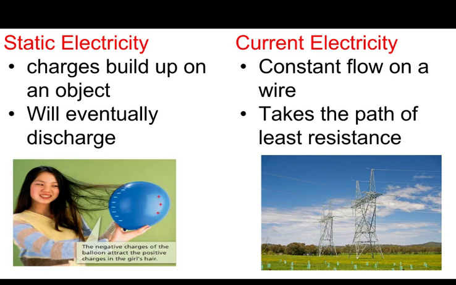So our current electricity, what it is, that constant flow on a wire. And it has to come from somewhere, some type of voltage source. So we see power lines, obviously. When your phone is charged up, that's current electricity. Even when your phone is not plugged in, it creates a little circuit inside the phone itself from the battery. It goes from one side of the battery, through all your stuff, and back to the other side of the battery. So we're going to be talking a lot about current electricity.